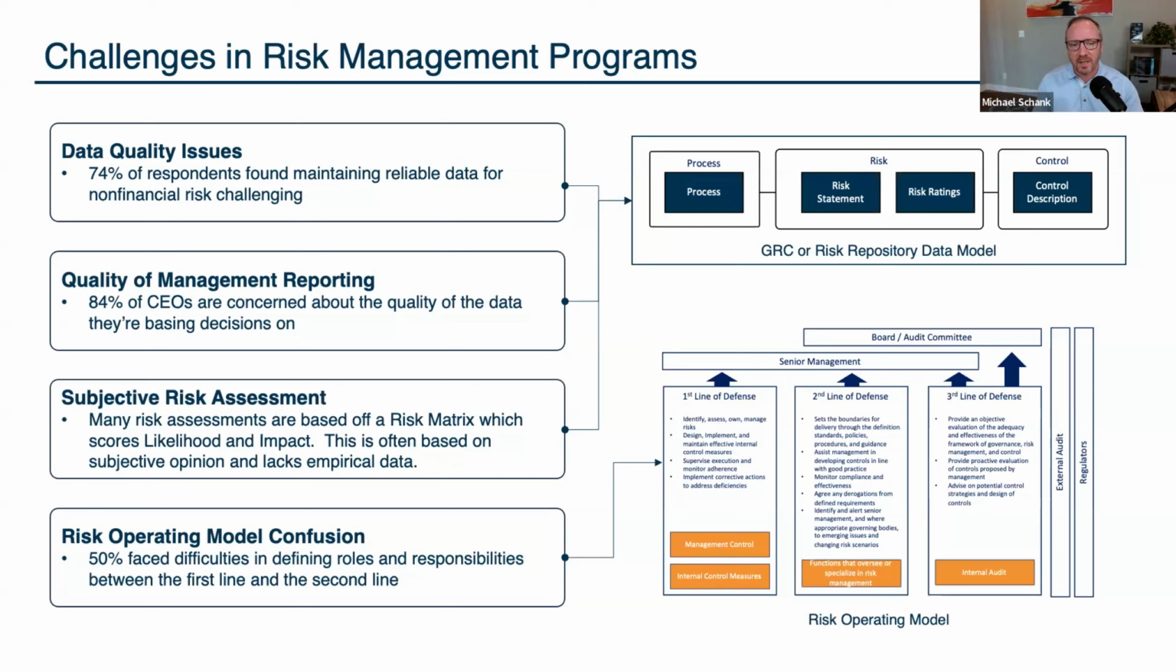And I found the stat that in one survey, 74% of respondents found that managing reliable data for non-financial risk is a challenge. And I really think it comes down to this: all organizations, if they have something called a GRC platform, governance, risk and compliance, or just generally a risk repository, there's usually at the core of it a data model. And that data model is: what are my processes, what are my risks, and how do I control for those risks? And the organizations that I've been in usually use a generic taxonomy, if people are familiar with APQC's process classification framework, something like that.